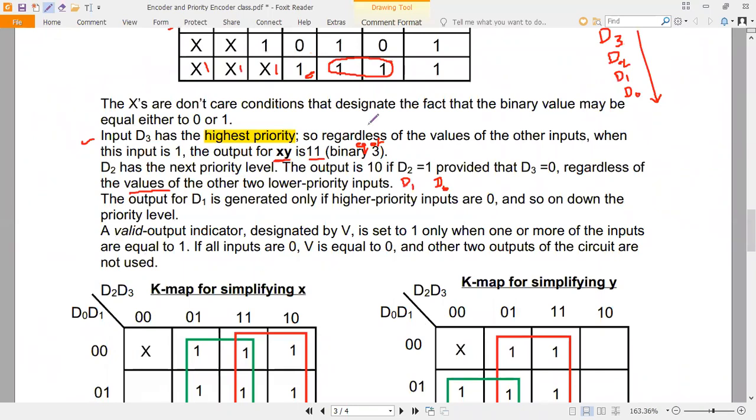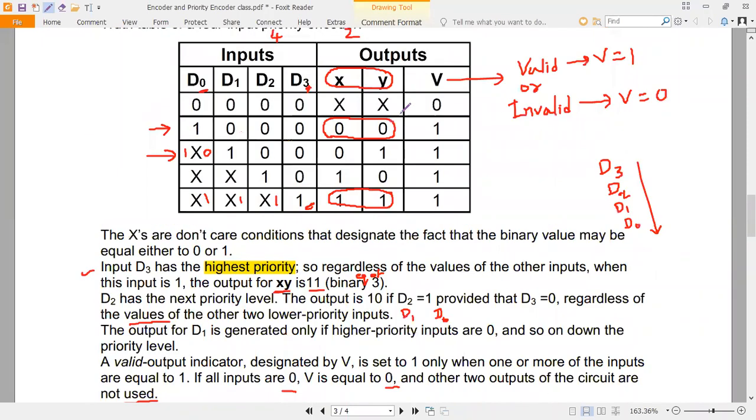So here V stands for valid, right? A valid output indicator designated by V is set to 1 only when one or more of the inputs are equal to 1. If all inputs are 0, V equal to 0, and the other two outputs of the circuit are not used. If V equal to 1, then only the outputs are used. If V equal to 0, the outputs are not used.